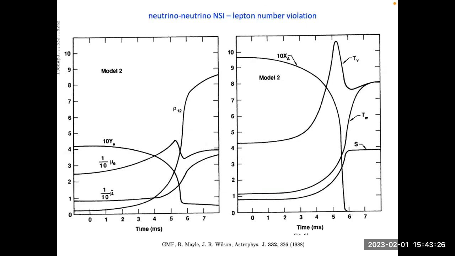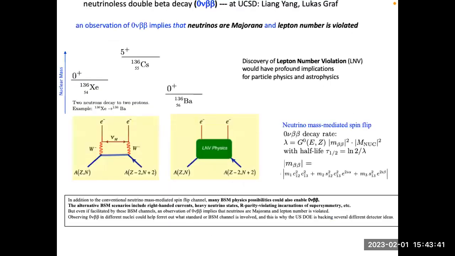Now, I was bemoaning the fact the other day that we don't really have a neutrino collider. And of course, one of our experts at UCSD on this subject is Lukas Graf. He's sitting in the back, and he said, no, of course we have a neutrino collider. It's called neutrinoless double beta decay experiments, where two neutrons can actually change into two protons. We can look at that.